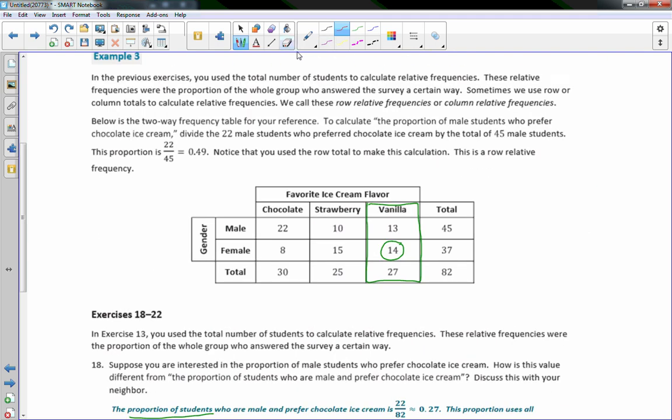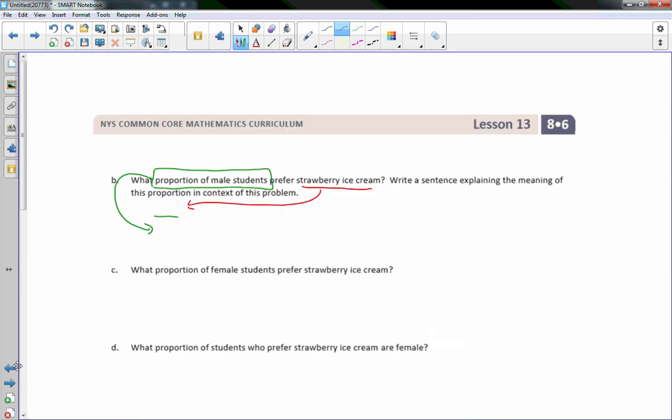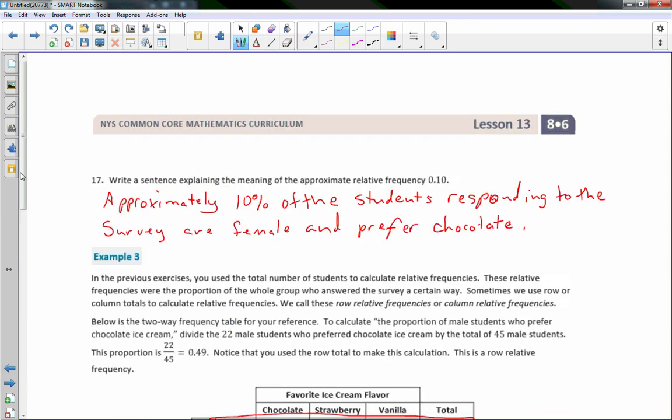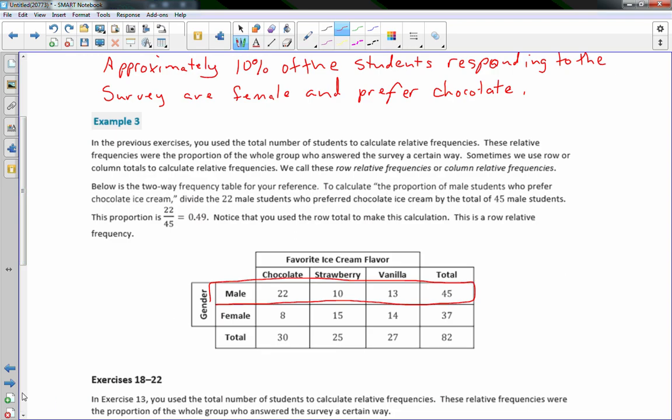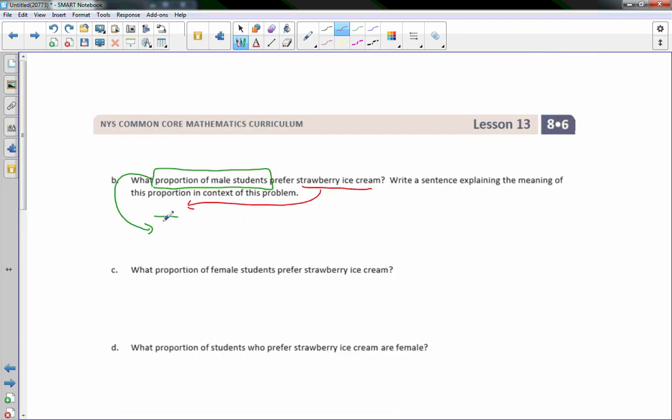And let's erase this. Okay, so now we're talking about just the male students. So that's this row, so this is a row relative frequency. Okay, so of the males, what proportion of male students, that's the total, and that is 45. Sorry about going back and forth here, but that is 45.